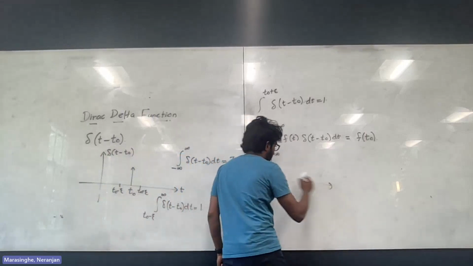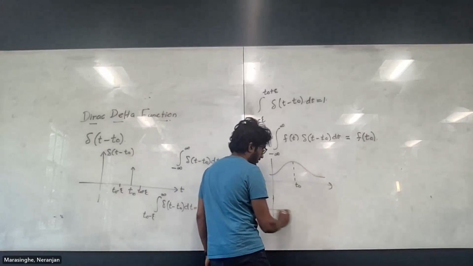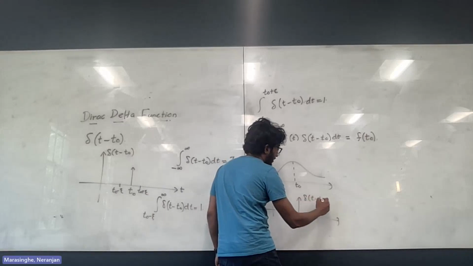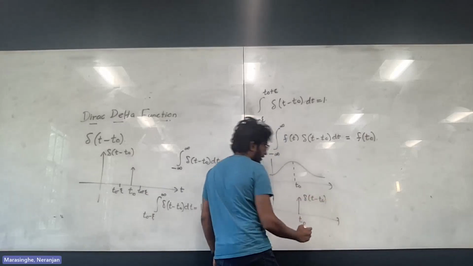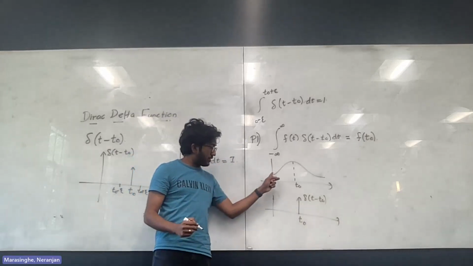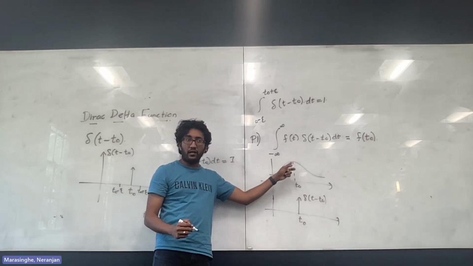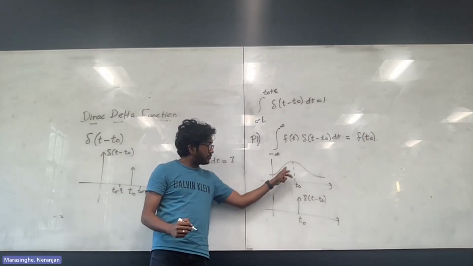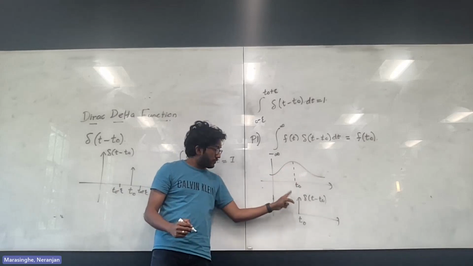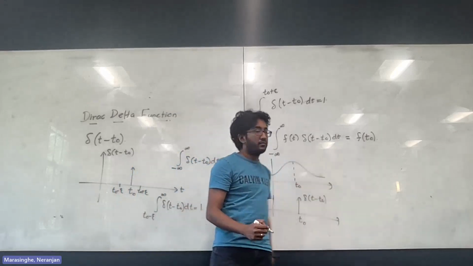You have some function f(t), and you have t naught somewhere here, and you have delta(t minus t naught). This is delta(t minus t naught), that is, this spike located at t naught, right? So if you multiply these two functions, what would happen? You would get only a spike whose height is f(t naught), right? Because when you are multiplying these two, this portion would disappear, this portion would disappear, right? So that is the reason why we are getting f(t naught), right?